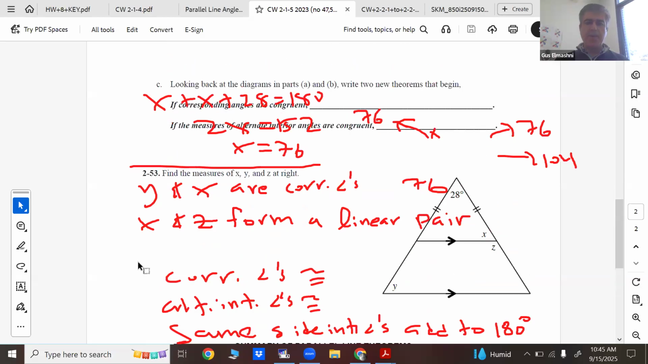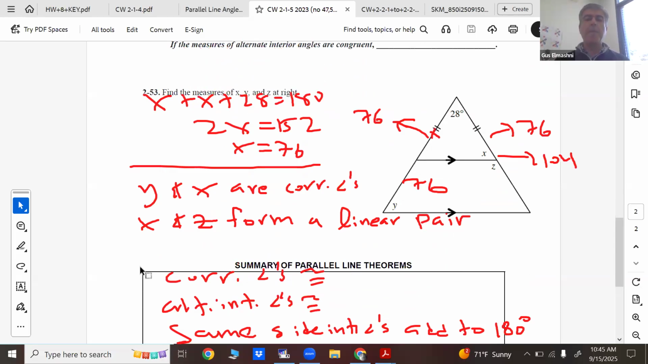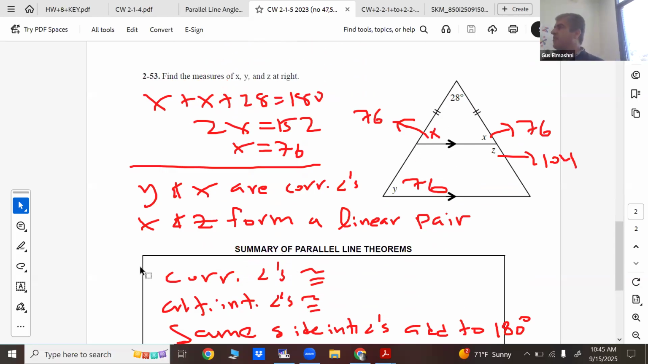I did erase it, but I meant to say lines are parallel. Lines are parallel for both. So again, it's pretty straightforward. Alternate interior angles. Okay, so everyone's clear on how parallel lines work.